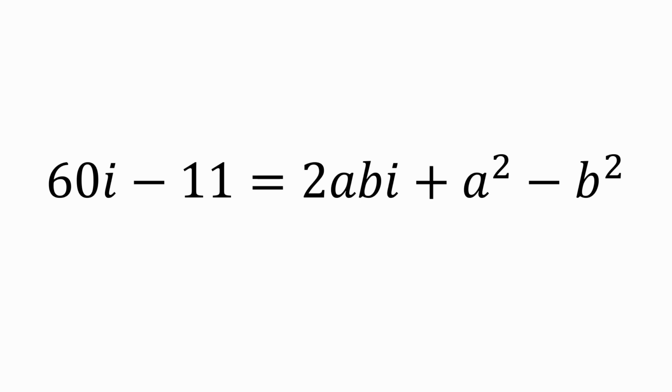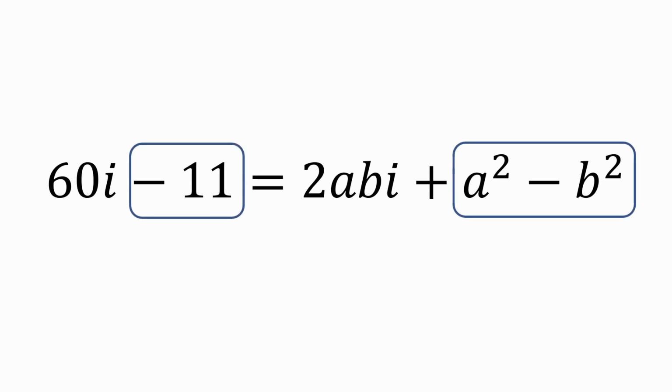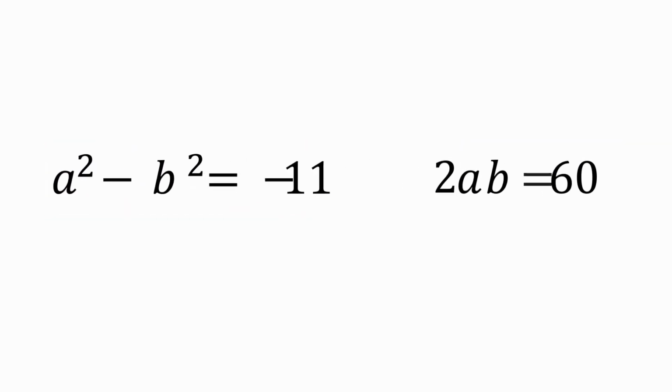We can actually create two separate equations in terms of a and b by setting the real part on the left equal to the real part on the right, and similarly, the imaginary part on the left equal to the imaginary part on the right. So now we have the following two equations.